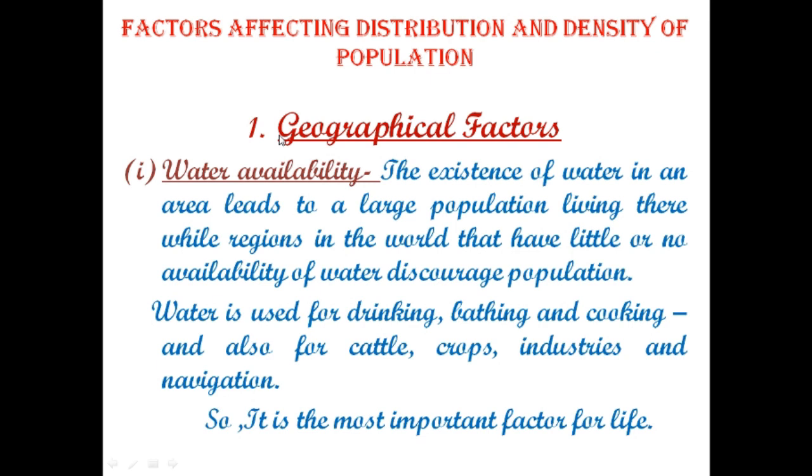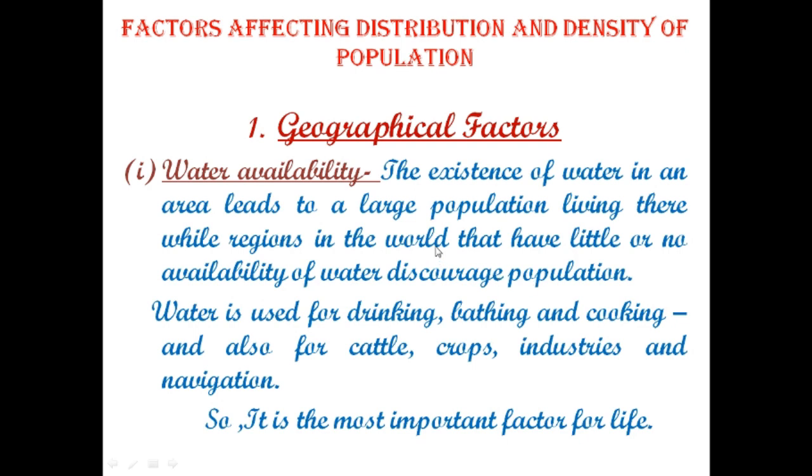Our first factor, geographical factors. Under these factors, we discuss four factors. The first one is water availability. The existence of water in any area leads to a large population living there, while regions in the world that have little or no availability of water discourage population.